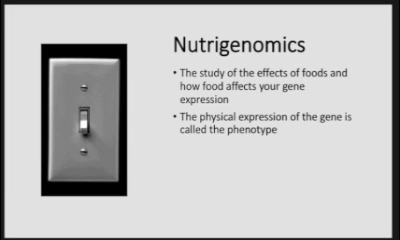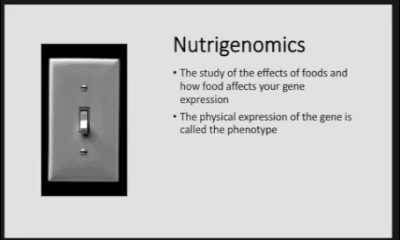Nutrigenomics is the study of how food affects your gene expression by looking at the relationship between what we eat and how our body responds. These genes can be affected by nutrition because foods can turn genes on or off like a light switch, which is referred to as gene expression.